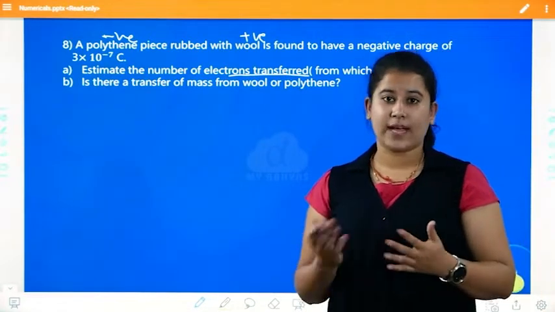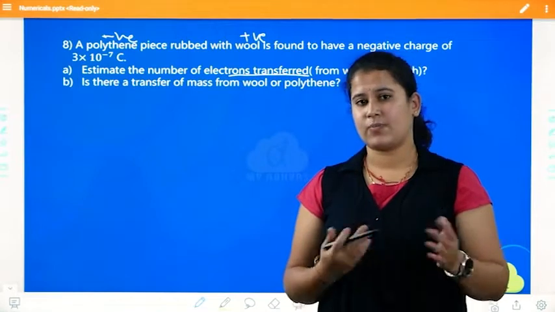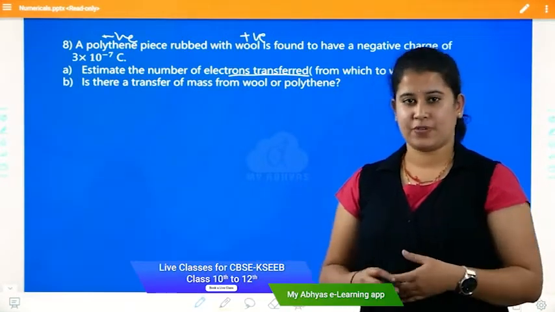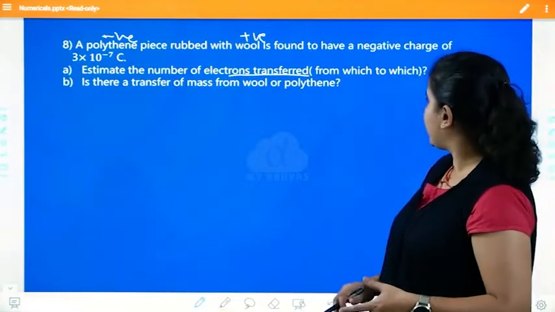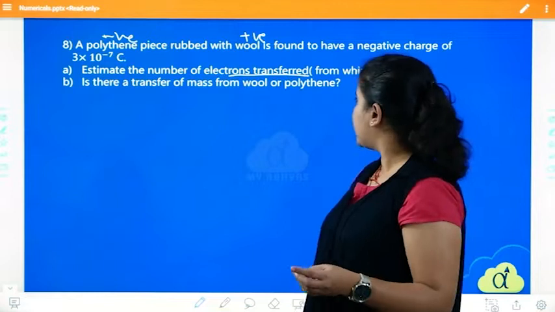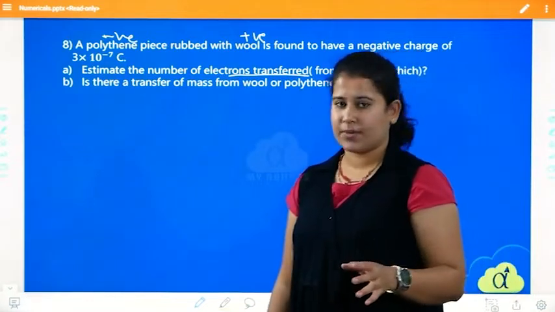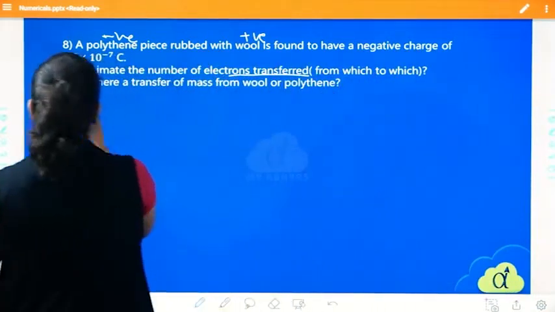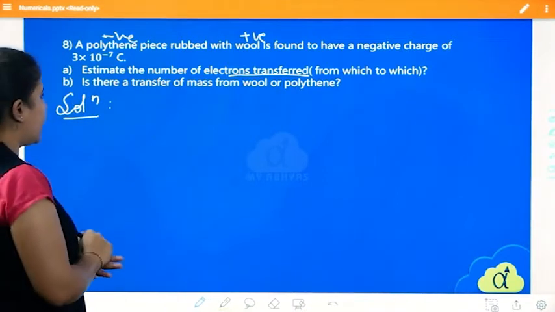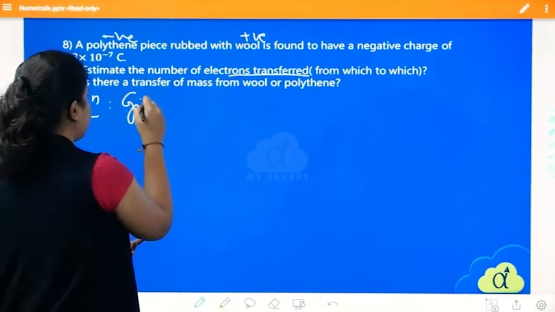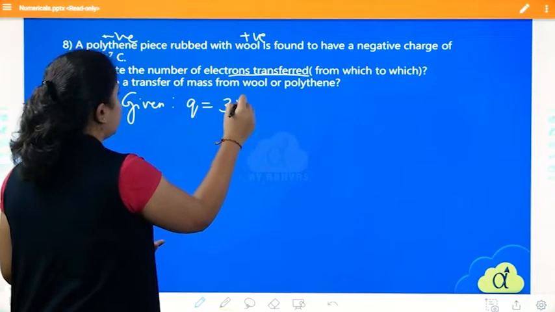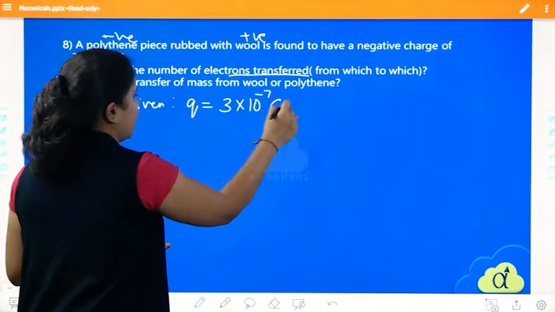And then, is there a transfer of mass from wool or polythene? We have to check which one is giving out, and how much mass has been transferred. So what have they given me? They have given me only a charge value, that is 3 into 10 raised to minus 7 coulomb. So how to solve this? Q is equal to how much? 3 into 10 raised to minus 7 coulomb.